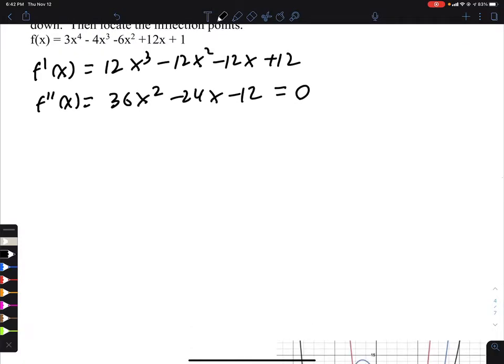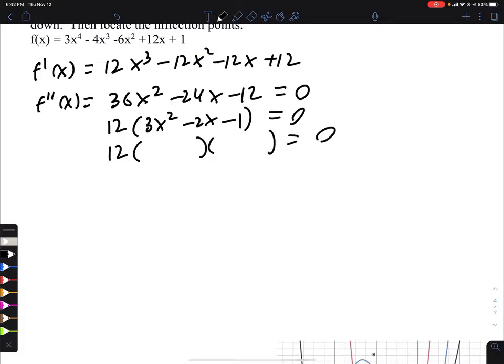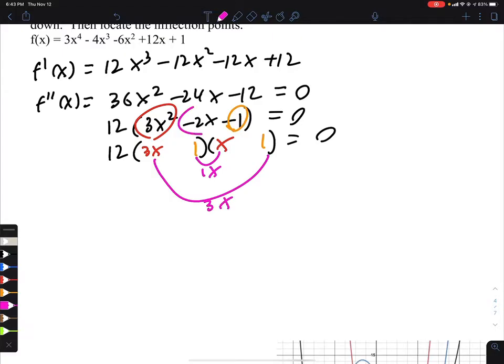I will factor out a 12. And then I will factor this. To get 3x squared, I need a 3x and an x. To get 1, I need a 1 and a 1. This gives me 1x. That gives me 3x. But my goal is to get minus 2x, so that must be a minus 3 and a plus 1. So that's how I get those numbers. So I will erase these.